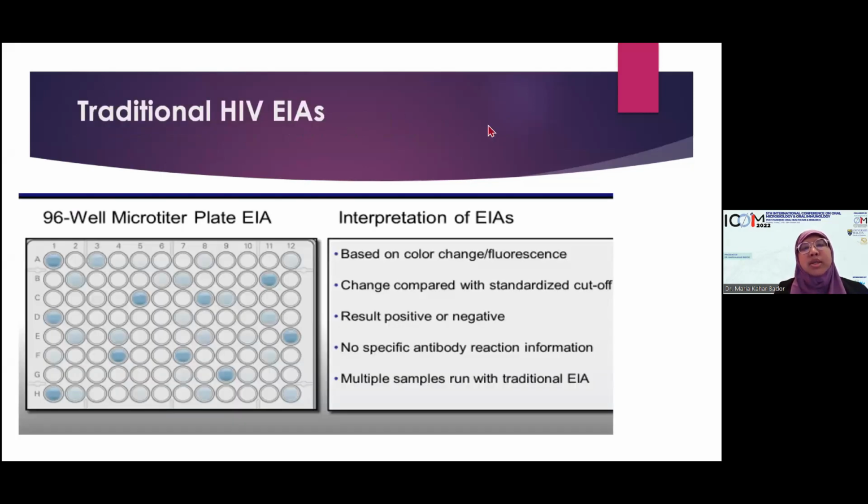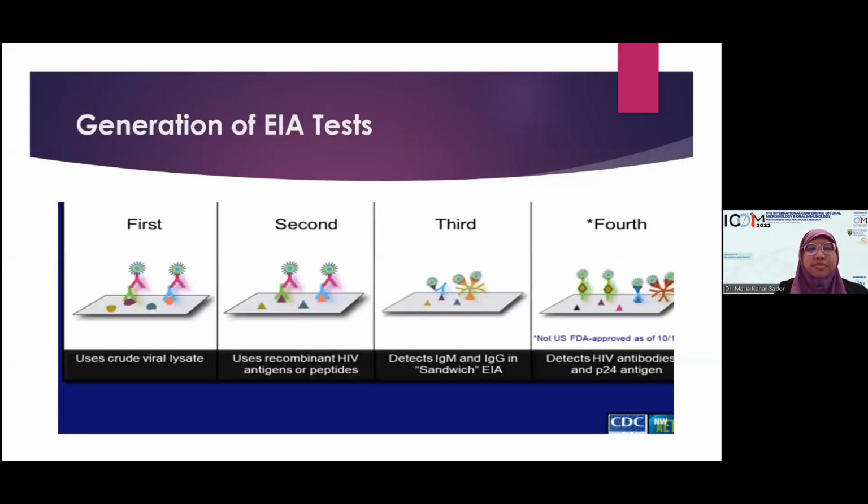So this is what EIA looks like when I first started. This is how we used to do it in the HIV lab, and it took a lot of time because it's a traditional 96-well microtiter plate. The good thing is that there are multiple samples, but it takes time because it's still a manual process, although there is a plate reader.